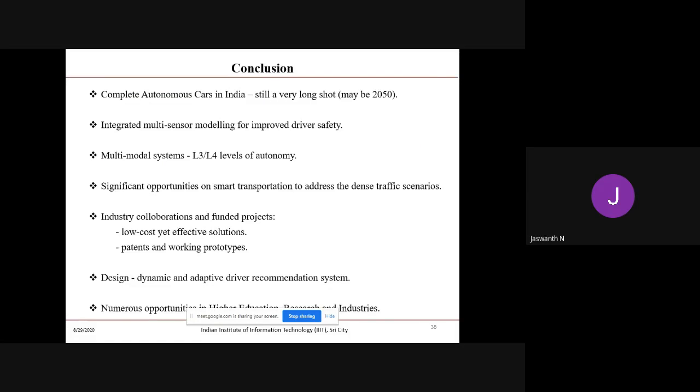Now, finally to conclude, as you can see, completely autonomous vehicles in India would typically arrive in 2050 or 2075. Also, regarding integrated multi-sensor modeling, each and every sensor has its own advantages and disadvantages. Nowadays, people are working towards integration of sensor mechanisms like LiDAR and camera. There is one popular dataset called the KITTI dataset, which provides you both LiDAR measurements and camera-based spatial inputs.